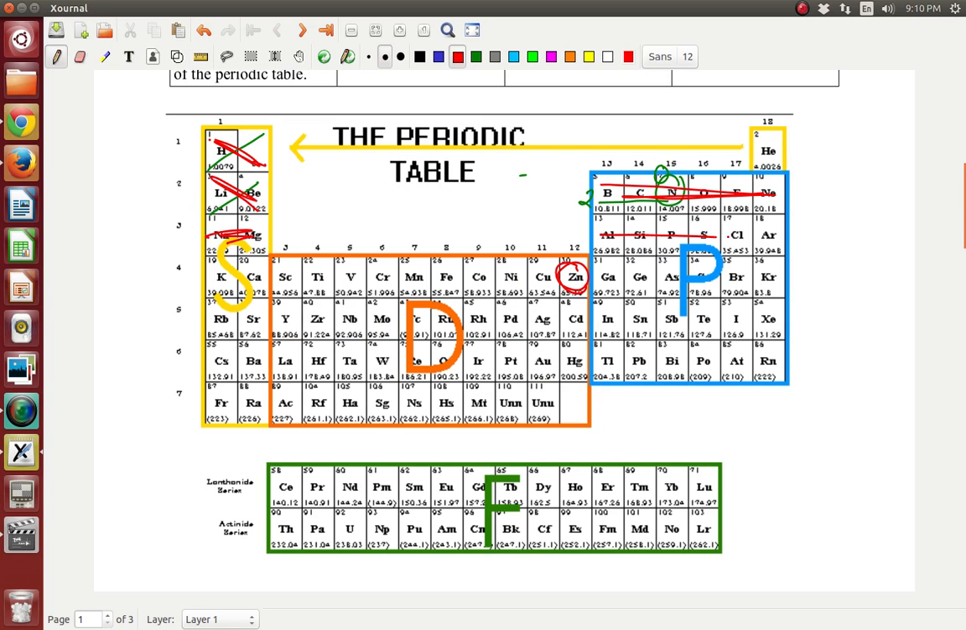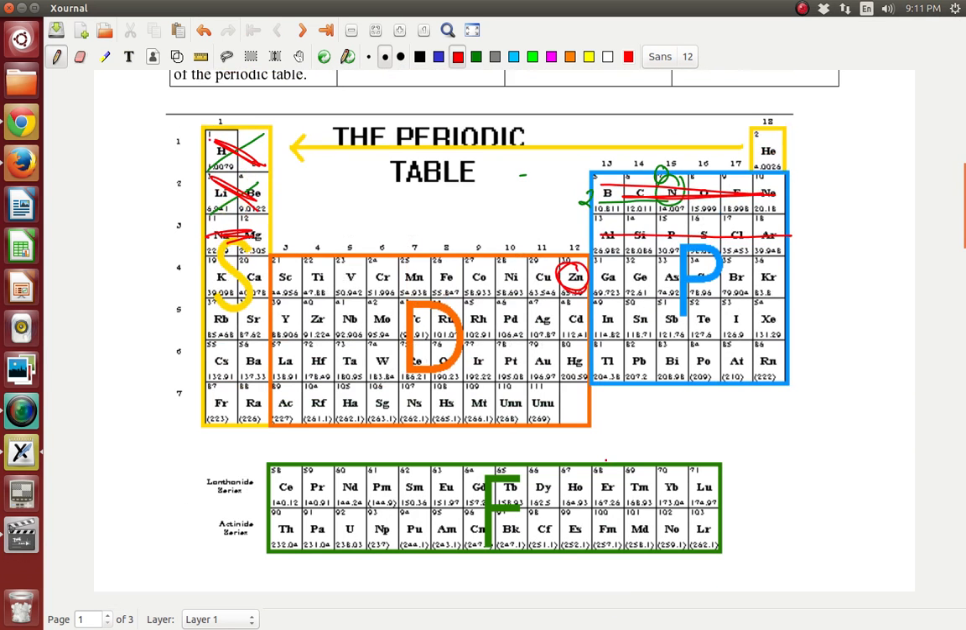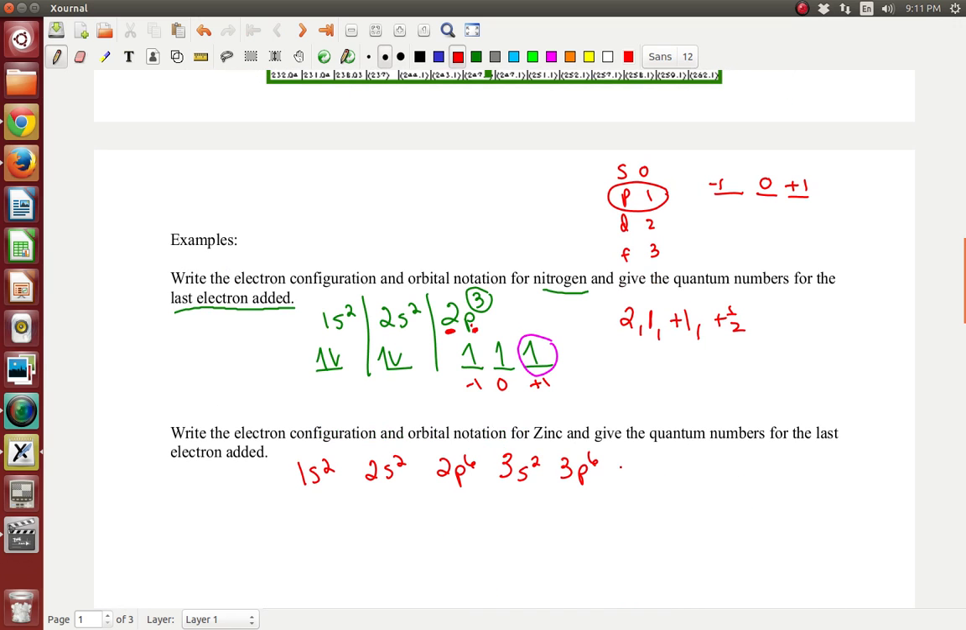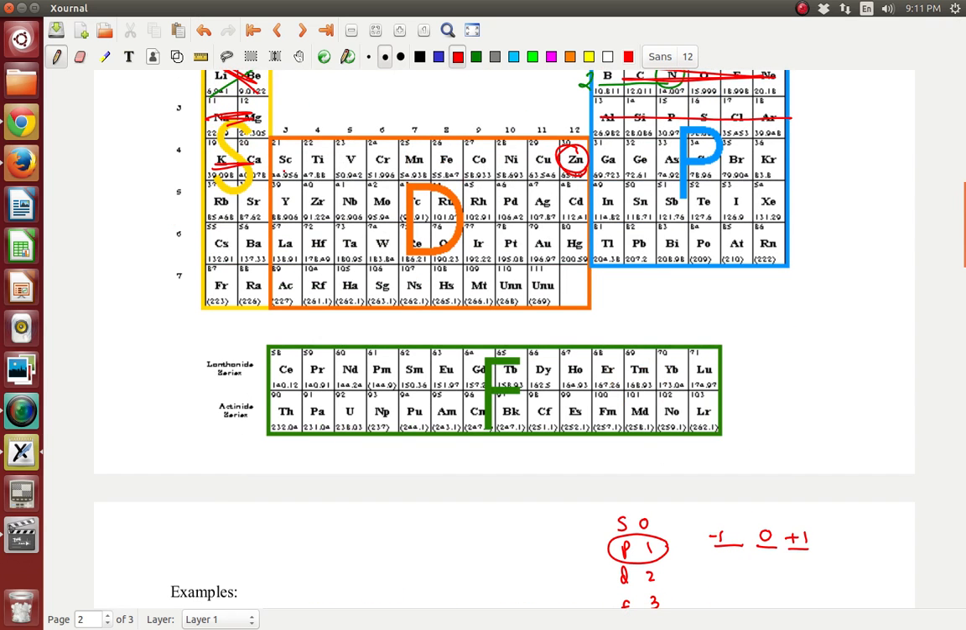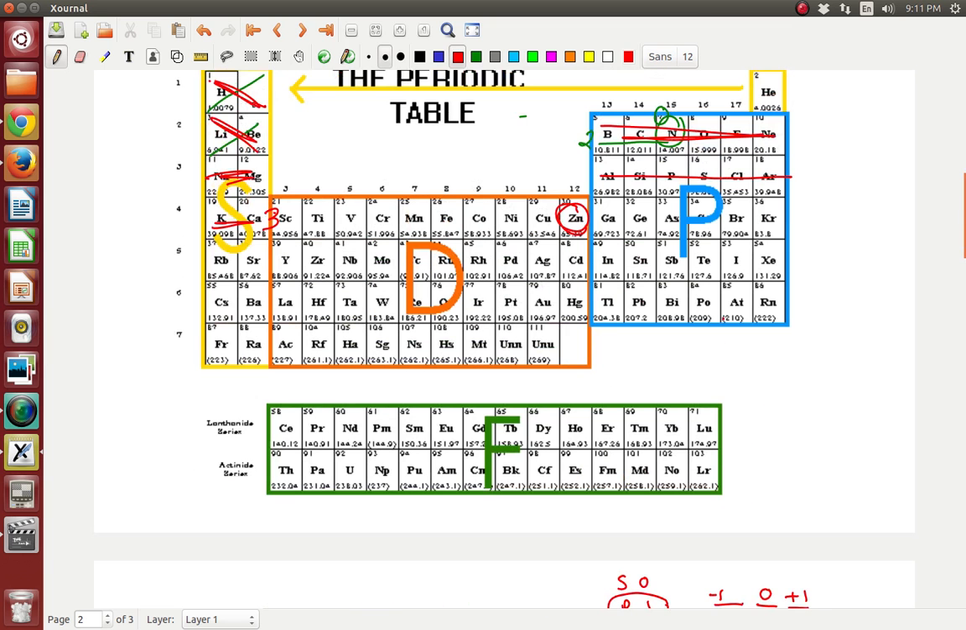What else for zinc? 3s2, 3p6, and what else for zinc? 4s2, and then remember right here it has to go down an energy level, so now it's at 3d, 3d10, and that's where we end. That's where zinc is, at 3d10.